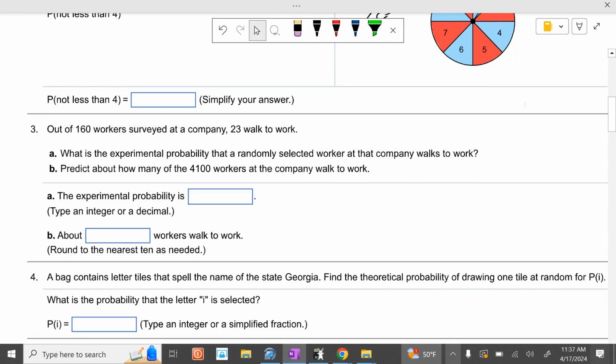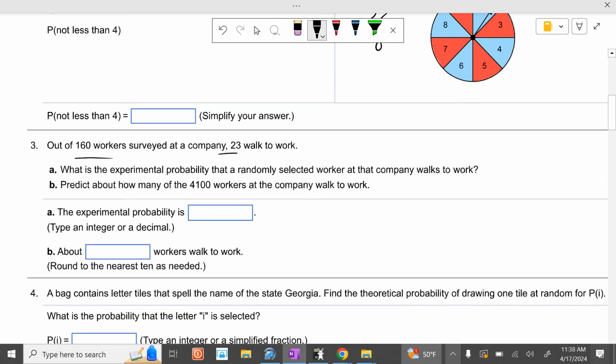Okay? Out of 160 workers, 23 walk to work. What's the experimental probability that you're going to walk to work? Well, 23 out of 160, which if we turn it into a decimal is what? Let's round it to 2 decimal places. What's 23 divided by 160, Grace?